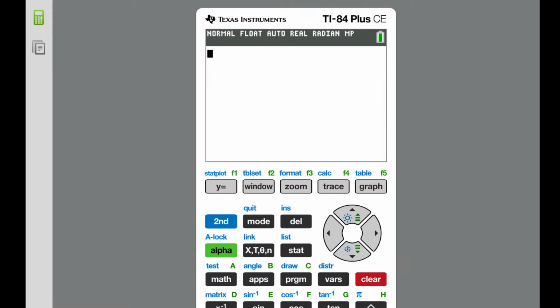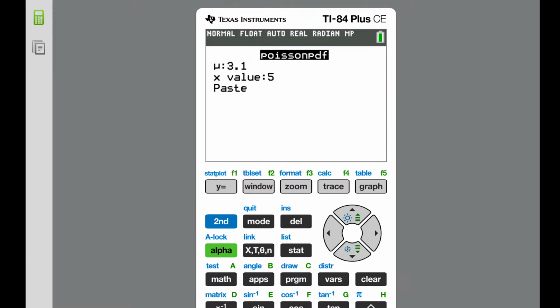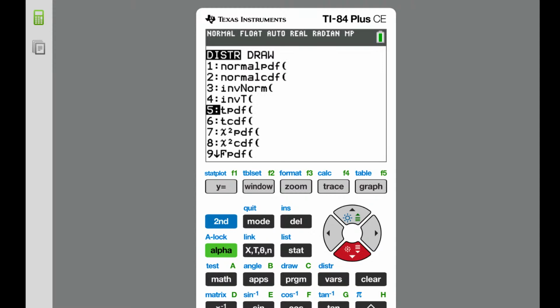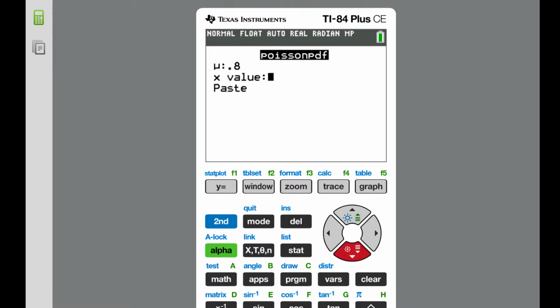Calculator. Clear that out. Okay. Don't forget now, 1 minus second distribution, Poisson PDF. Remember, our mu now is 0.8. The x value would be 0. I'm going to paste this here. Minus second distribution, Poisson. What's your x value? X is 1. You're going to paste this here. Okay.